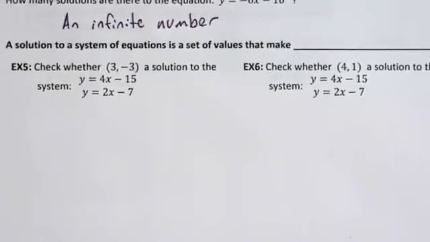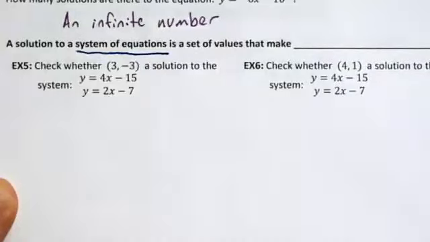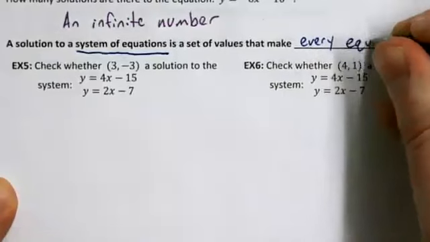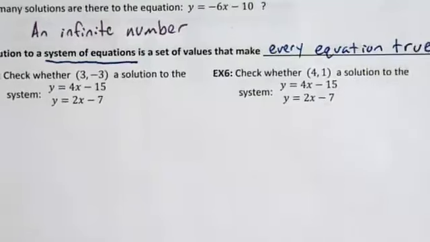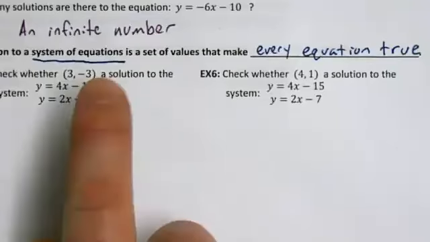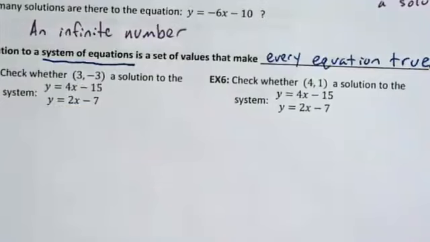So if we're looking for a solution to a system of equations, meaning more than one, it has to make every equation true. Okay, and this is where sometimes my students get a little bit annoyed with these, because what this means, it's not enough for us to test our solution in just one of the equations. We actually have to test it in both, because you will run into a situation sometimes where your solution works in one of your equations, but it doesn't work in the other one.